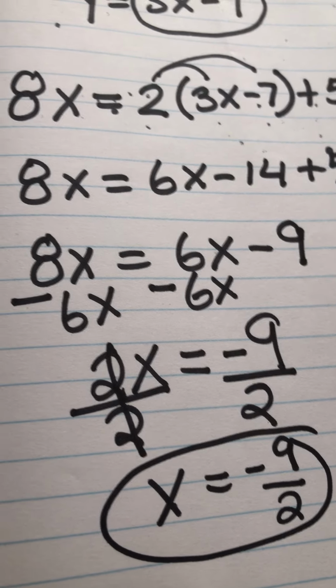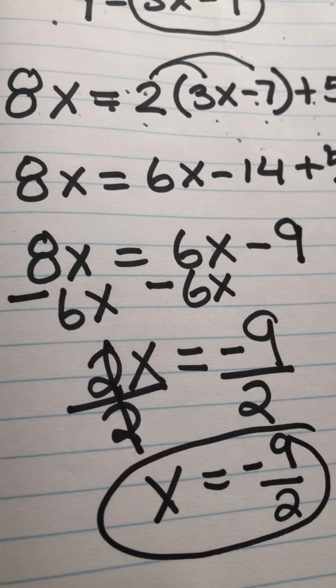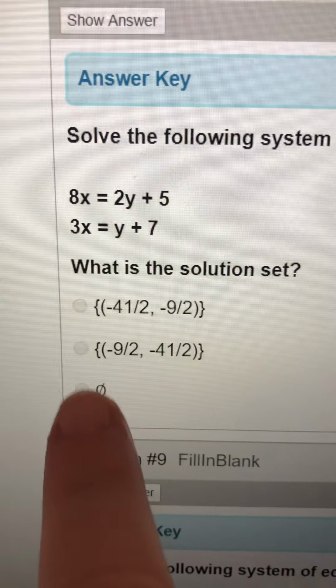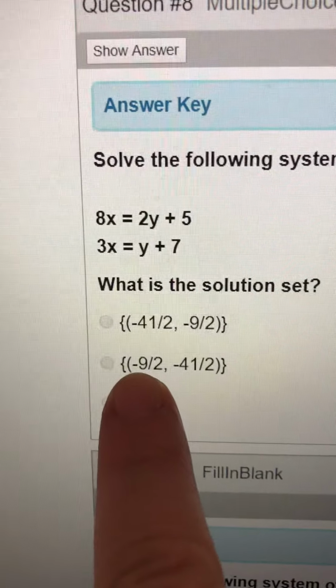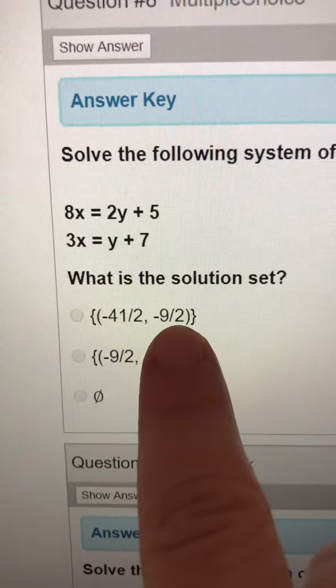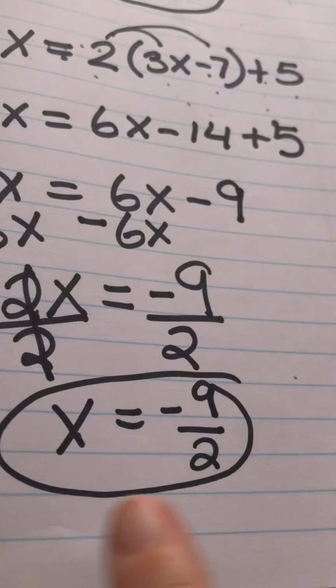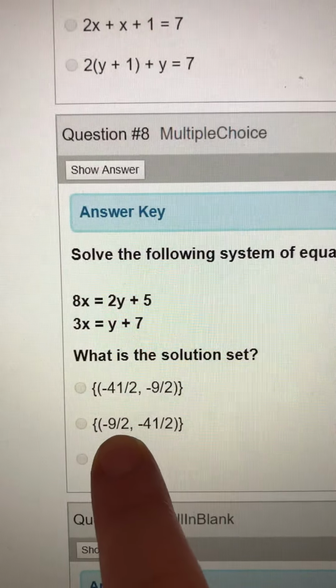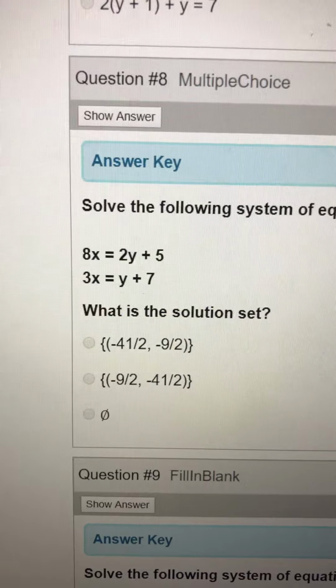Let's go ahead and look at our multiple choice options and see which one of those makes the most sense. So I see I have 2 options that have negative 9 over 2. This one is in the x spot. This one is in the y spot. We know that ours is an x value, so we want to choose the one that has the x value of negative 9 over 2.